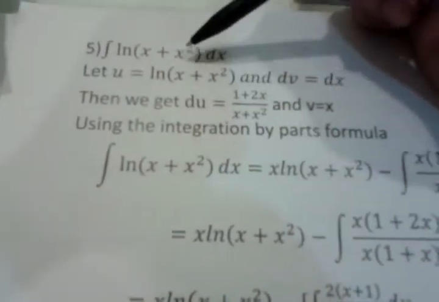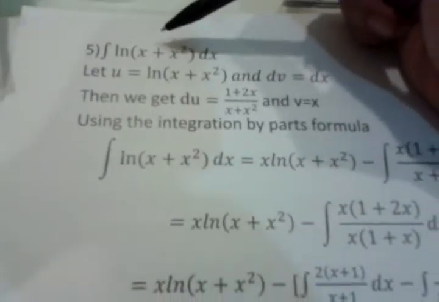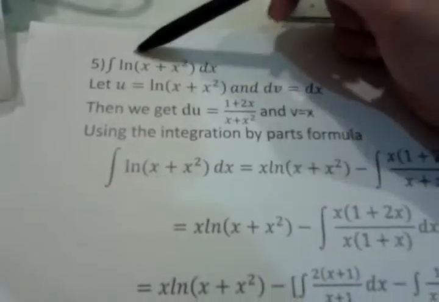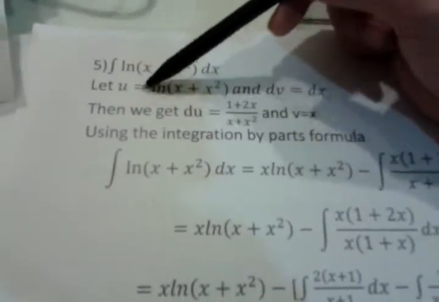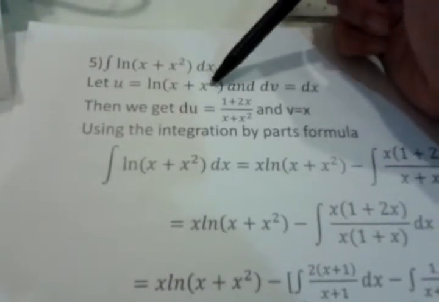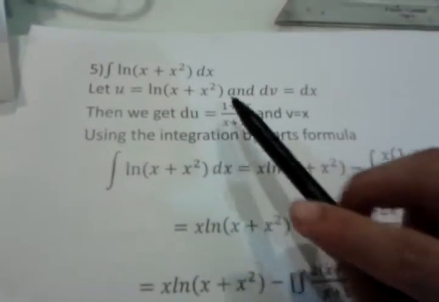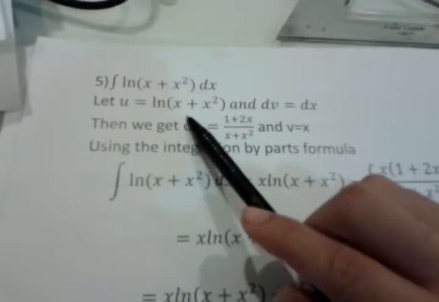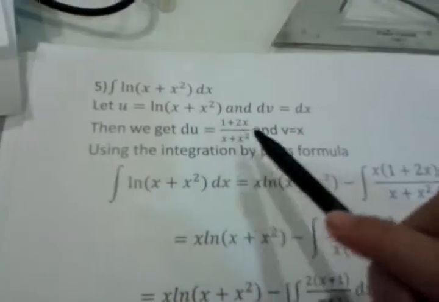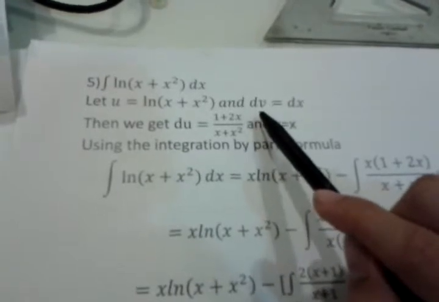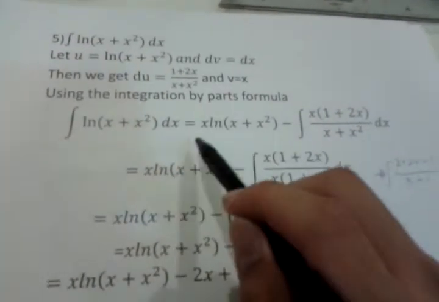So we're up to this question. So this question, just like I said, we cannot integrate ln, we just can't integrate it. So we will let u equal to ln x plus x squared, and we will let dv equal to dx. When we differentiate u equal to ln x plus x to the power of 2, we will get this, and we integrate dv, we will get this. So we just apply the integration by parts formula, and you'll get something like this.